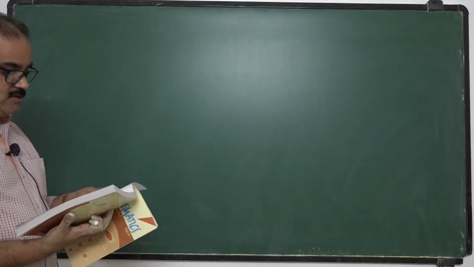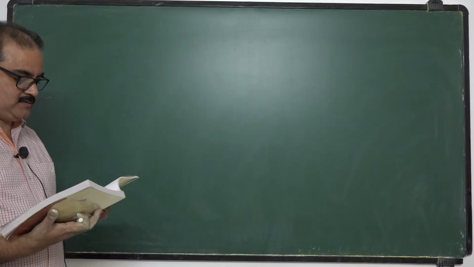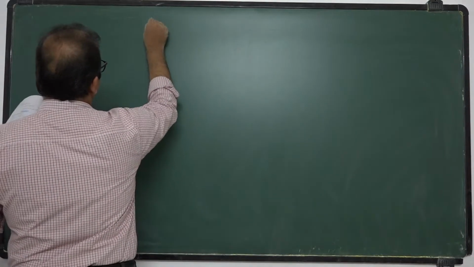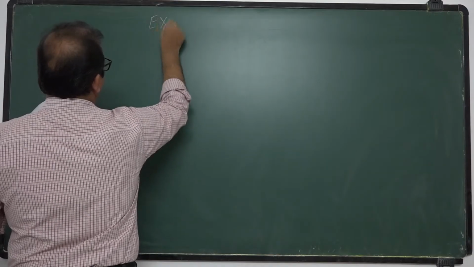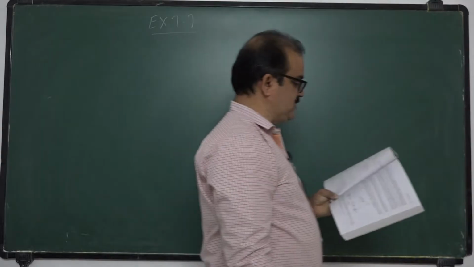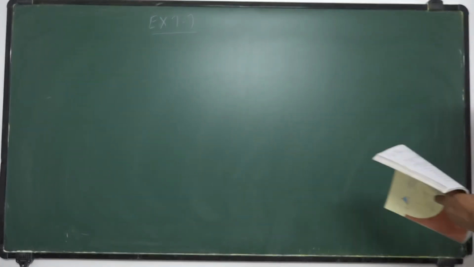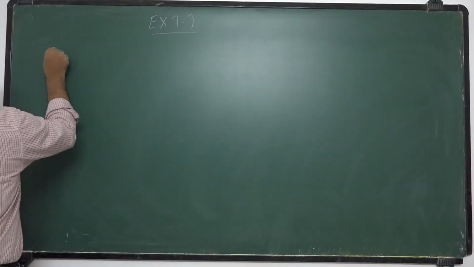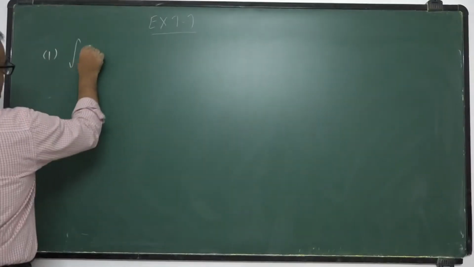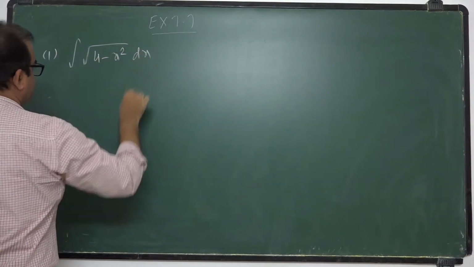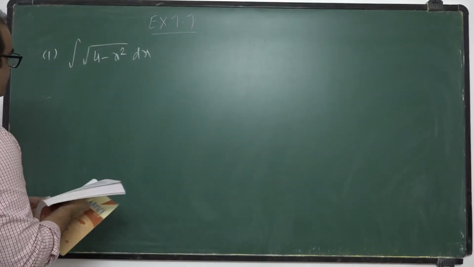Now let us start exercise 7.7. First problem. Integral of root of 4 minus x square into dx.